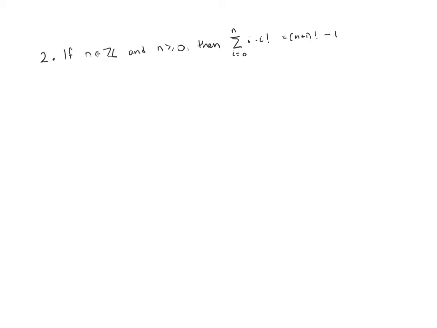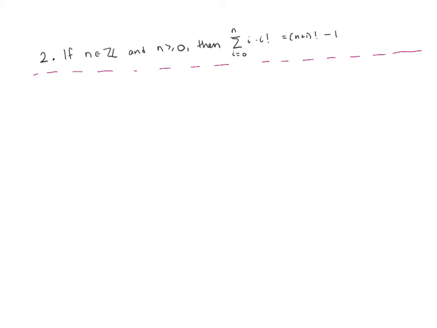Next, let's look at the proof of the following statement. If n is an integer and n is greater than or equal to 0, then the sum from i equals 0 to n of i times i factorial is equal to n plus 1 factorial minus 1. So before we get into the proof of this, let's just do a little bit of background work here so we can get a feel for what this is saying.